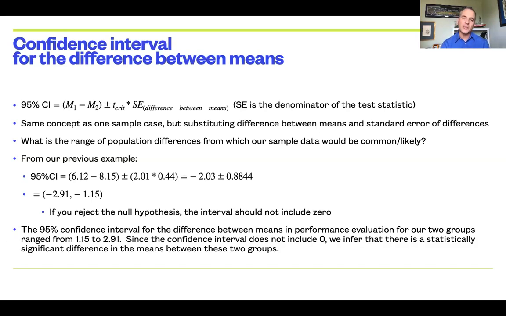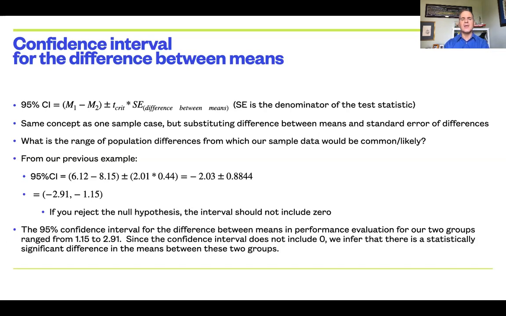So if we go back to our original example, when we talked about the transformational versus transactional leadership, the difference between those two means was 2.03. Now, we would be wrong to say, oh, the difference in the population is 2.03. We can say we estimated it to be 2.03 based on the differences between these two sample means.